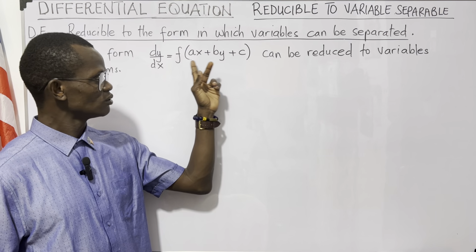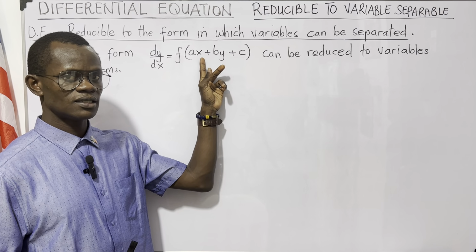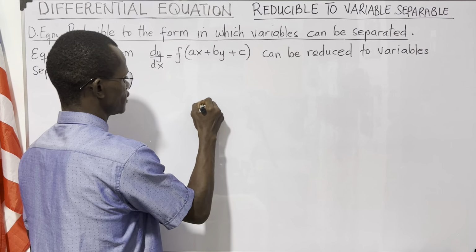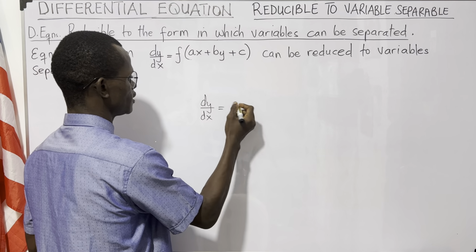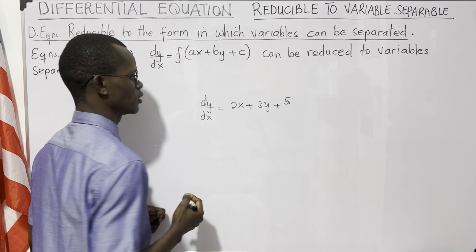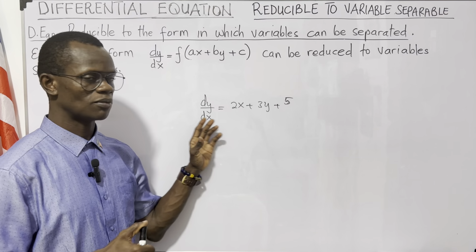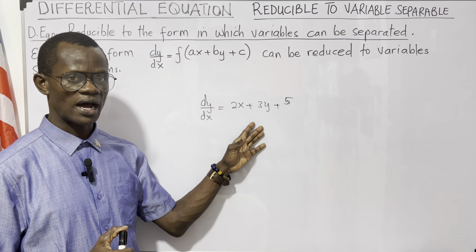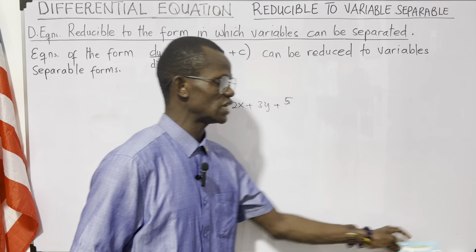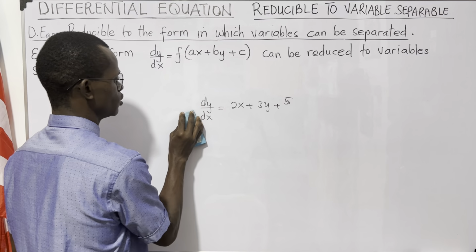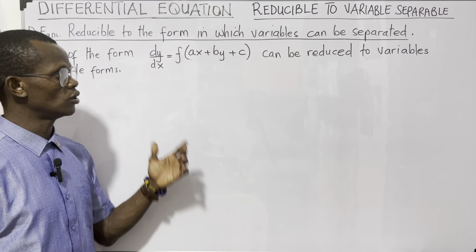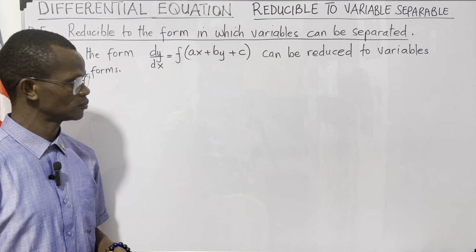If you look at this equation, it is difficult to easily separate the variables. If you have, for instance, dy by dx equals 2x plus 3y plus 5, it's difficult for you to easily separate the variables x and y and integrate both sides to find the general solution. So in that case, we want to introduce a kind of substitution that is going to help us easily reduce these forms of differential equations into the variable separable method.